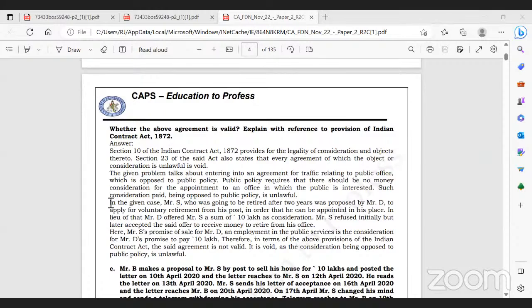In the given case, Mr. S, who was going to be retired after 2 years, was proposed by Mr. D. So these are the facts of the case. So they have given the facts of the case in the middle, right? But I tell you, write it in the beginning. Yes or no? Yes, sir.